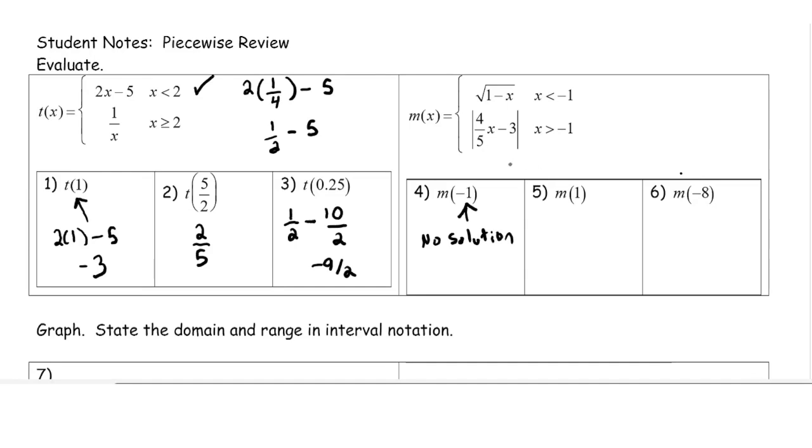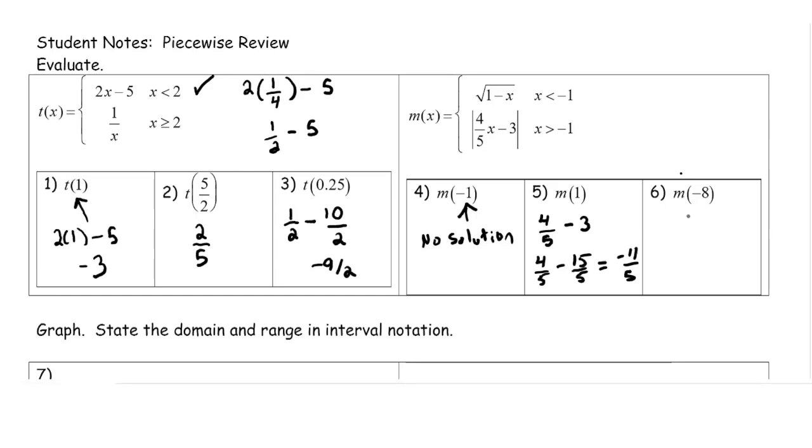Problem 5, m of positive 1. In this case, positive 1 would be greater than negative 1, so we're using the bottom rule. So we would plug in 1 into the bottom part of the rule, and we would get 4/5 minus 3, which would be 4/5 minus 15/5, which would be negative 11 over 5 for that rule.